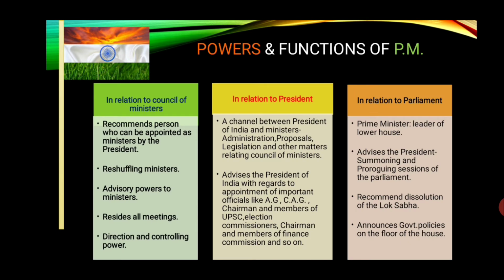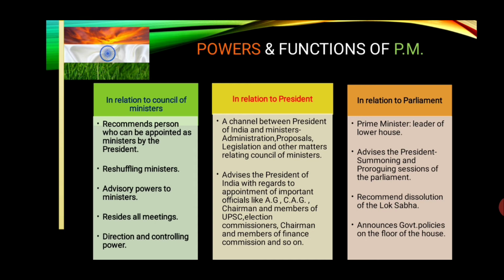Then let's look into the powers and functions of the Prime Minister of India. The powers and functions can be divided into three divisions: in relation to the Council of Ministers, in relation to the President, and in relation to Parliament. In relation to the Council of Ministers, the main functions of the Prime Minister are recommending persons who can be appointed as ministers by the President, reshuffling the ministers in different departments, and re-allotting the ministers in different sectors. Then advisory powers to ministers, deciding all meetings, and direction and controlling powers among the Council of Ministers.